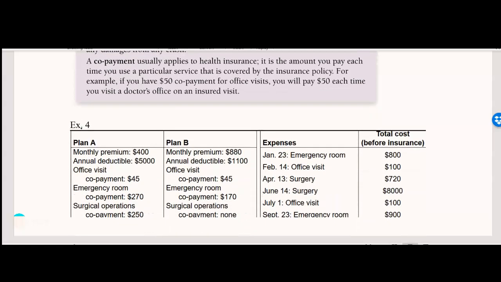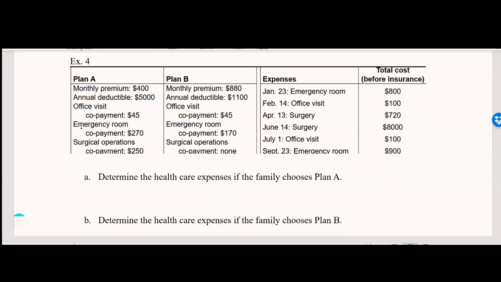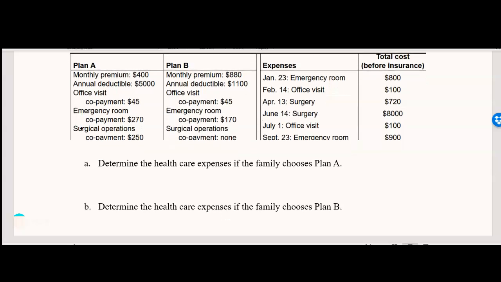I'm going to show you, this is our last example. Here's an example where we have a table of different types of expenses with insurance. This is Plan A. You have your monthly premium, what is the deductible, and what each of your copays are. Then you have Plan B with its own monthly premium, deductible, and copayments.